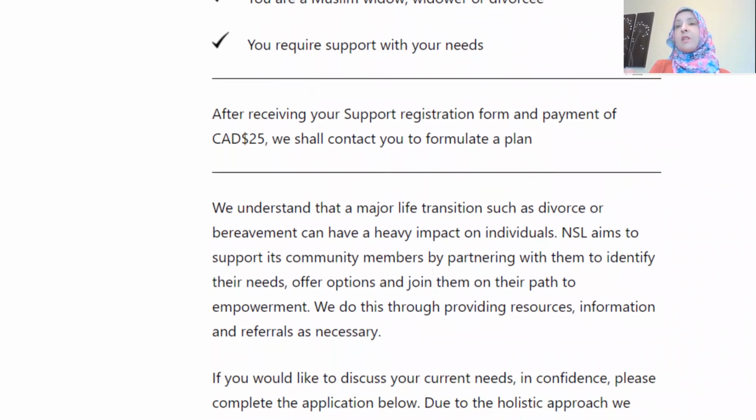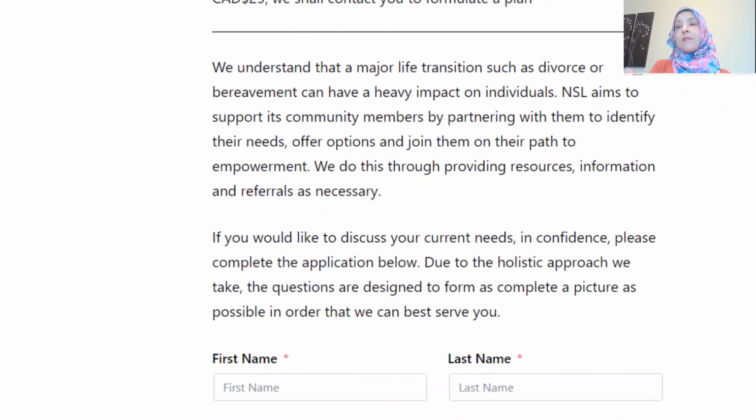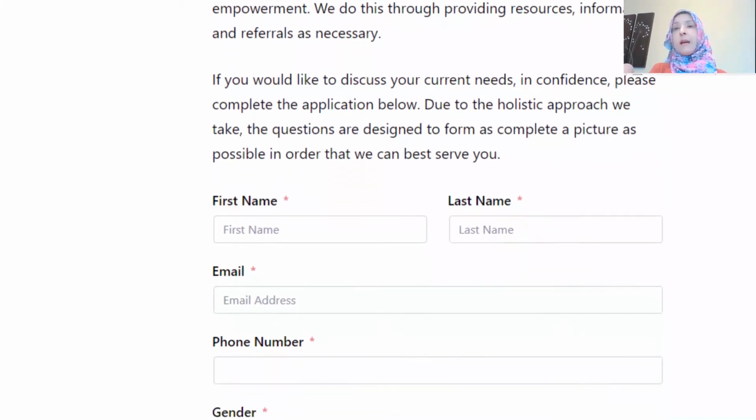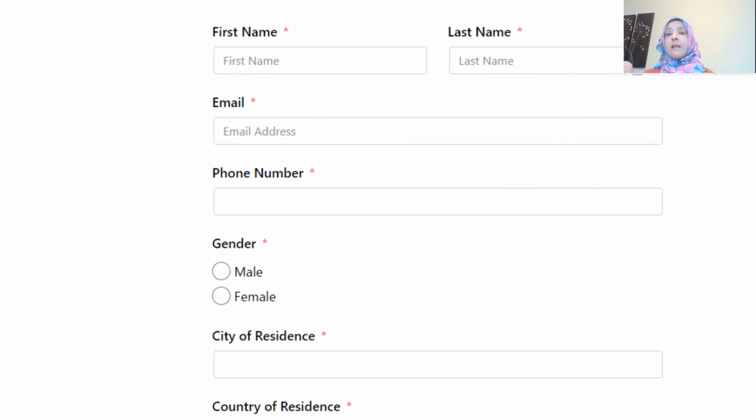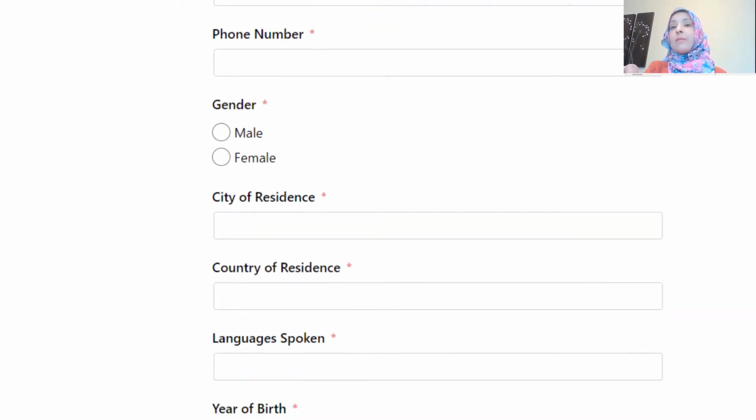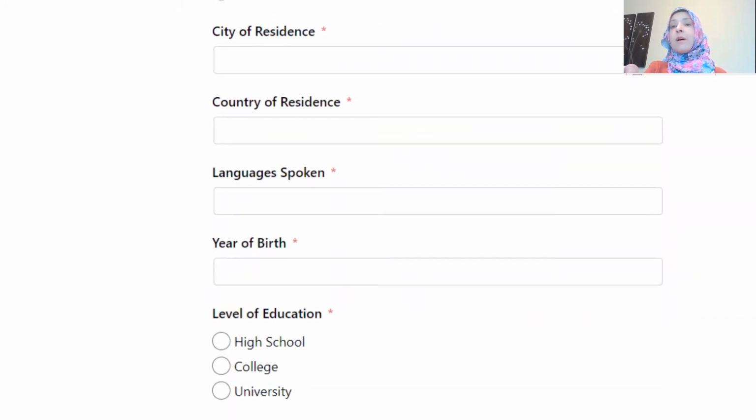Okay, and then there's just an introduction about the services that we offer. And then we get into the actual questions and information from the applicant. So it begins with just very basic logistical information: name, address, phone number, gender, their location, languages, year of birth, and their level of education.